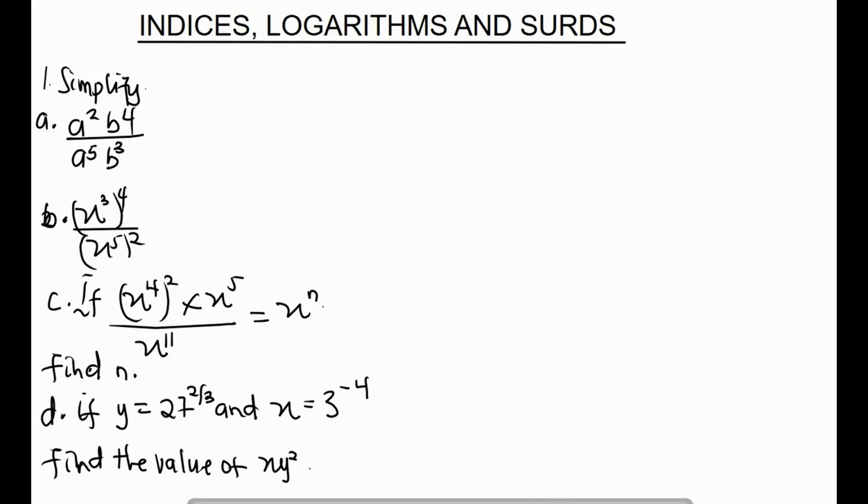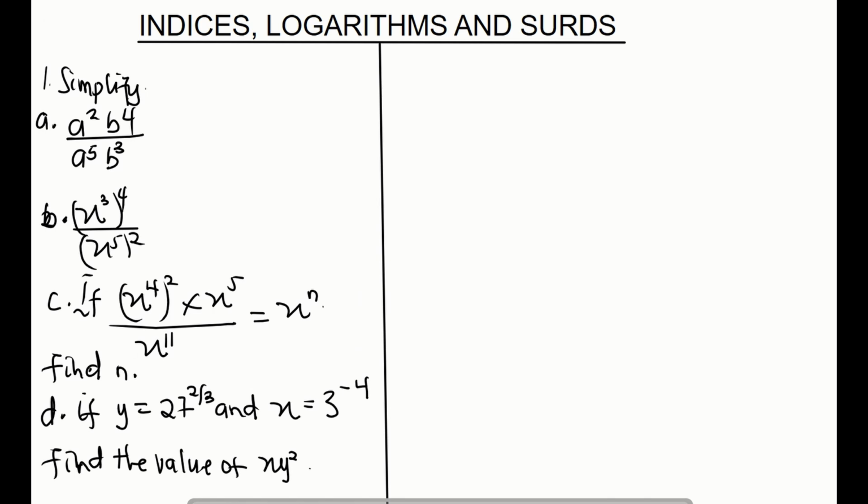Welcome to today's lesson. We are going to continue solving some examinable questions on indices. So these are selected examinable questions. Let's see how we solve these questions.